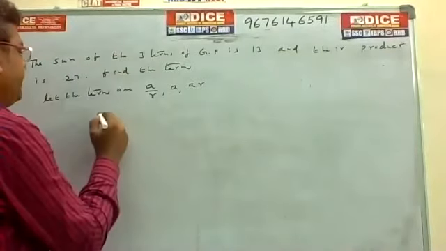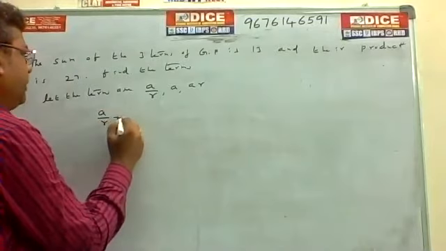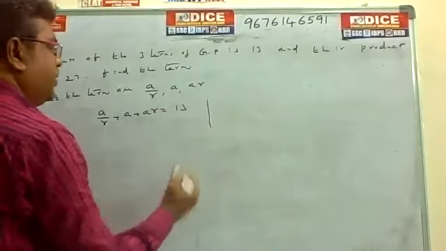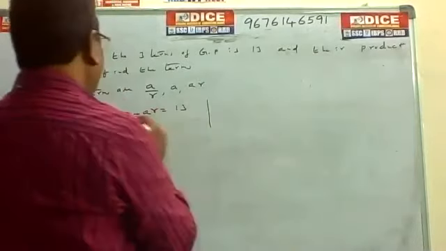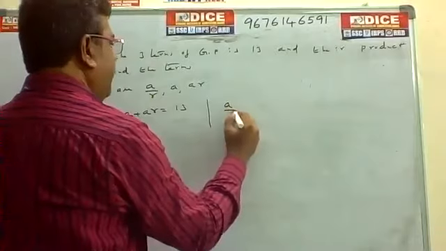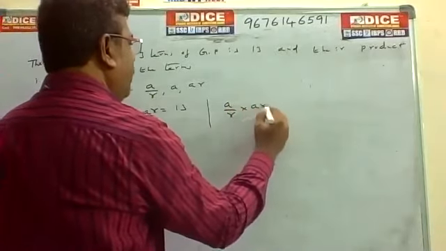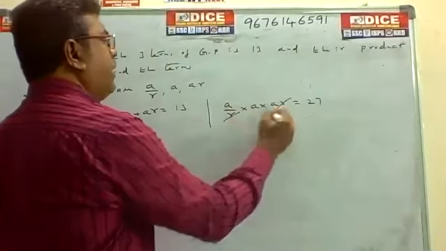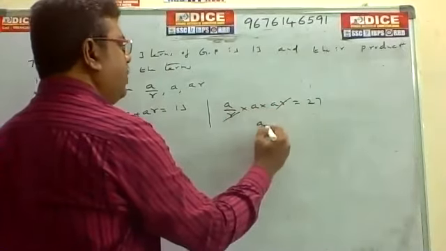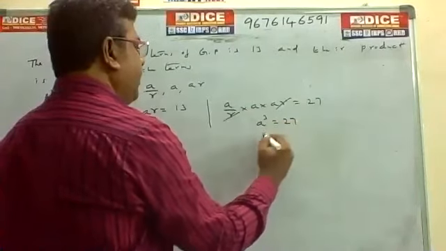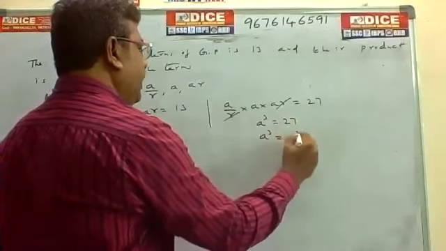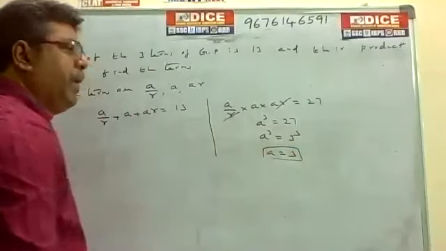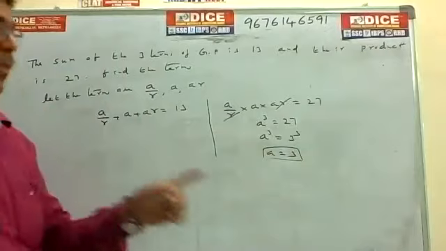Sum of the terms means A by R plus A plus AR is equal to 13. This is the first condition. And their product means A by R into A into AR is equal to 27. Here this R and R cancel. A into A into A is A cube. A cube is equal to 27. A cube is equal to 3 cube. A is equal to 3. So from here I have the value of A is 3.